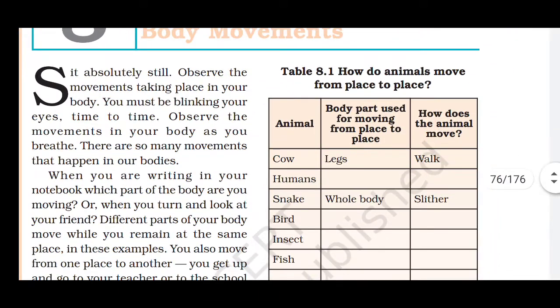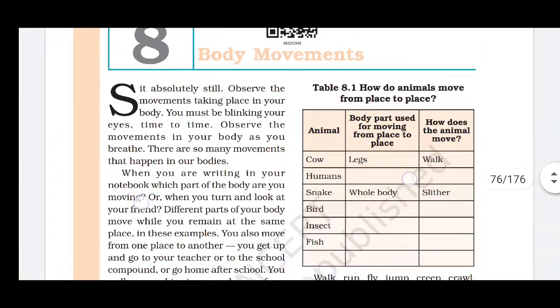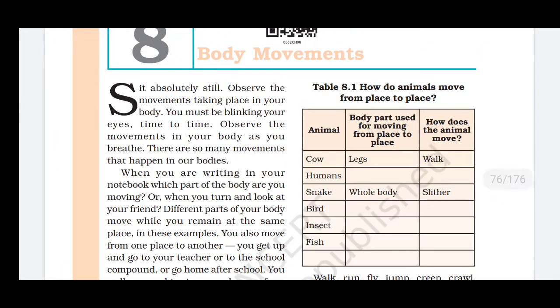So, what you have to do? You have to try to fill this table 8.1. How do animals move from place to place? In the first column, the animals' names are written. In the second column, you have to write which body part is used for moving from place to place. And in the third column, you have to write how the animal moves.